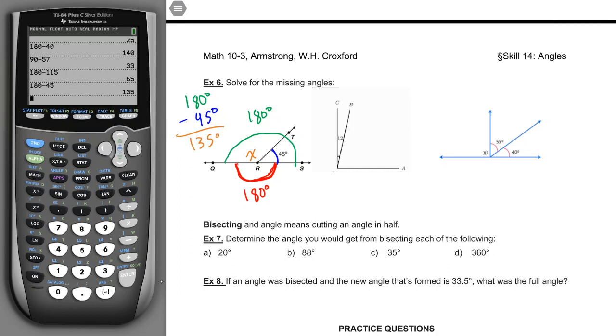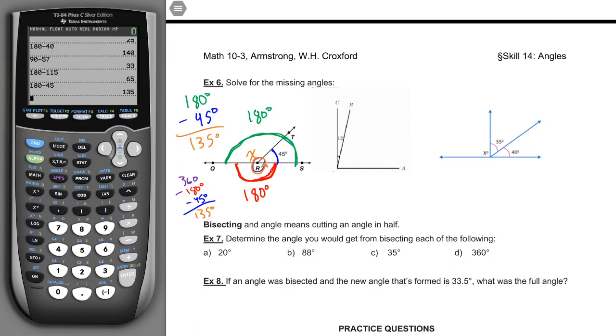By the way, if you wanted, you could have also figured this out in terms of a full circle. If you think of this as a full circle of 360 degrees, you could have done 360 minus the one supplementary angle of 180 minus the 45. And sure enough, you'd still get the same 135 degrees. It doesn't matter if you think in terms of the full circle or the half circle. Either way, you're going to get the same answer.